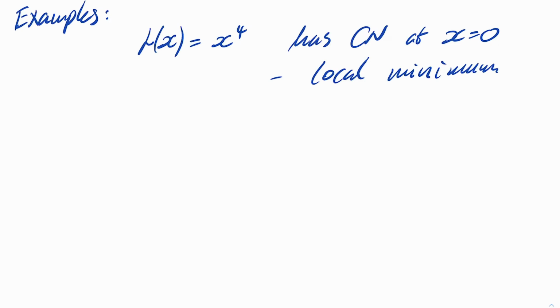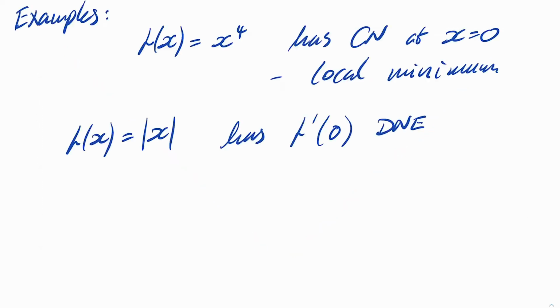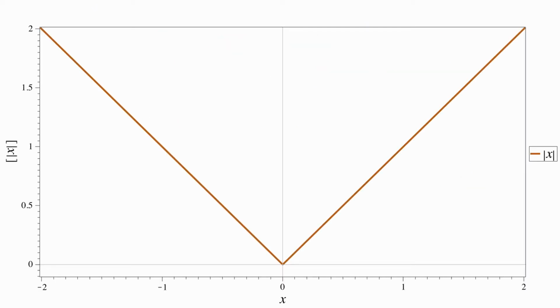If I look at the function f of x equals the modulus of x, the derivative at x equals 0 does not exist. And this is because the function has a sharp point at the origin. So the derivative doesn't exist. We can see it is a minimum of the function, so the critical number x equals 0 still tells us something important. So those are relatively straightforward examples.